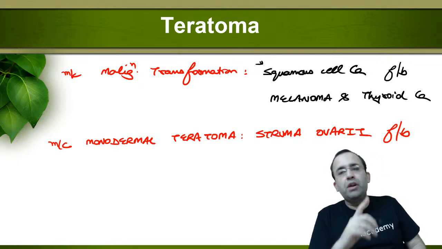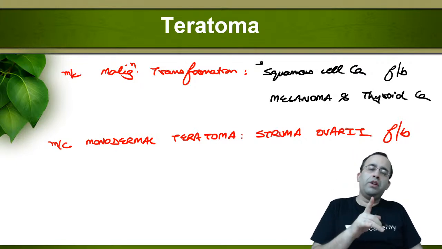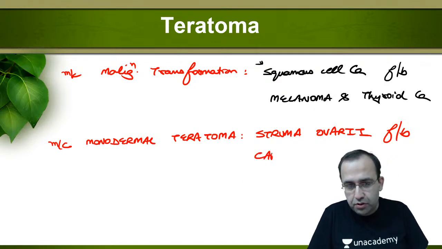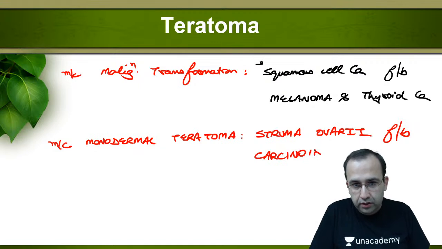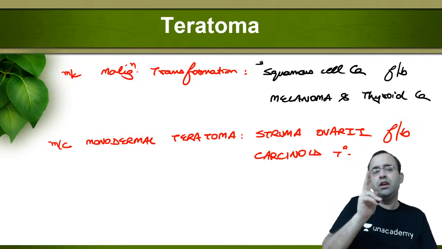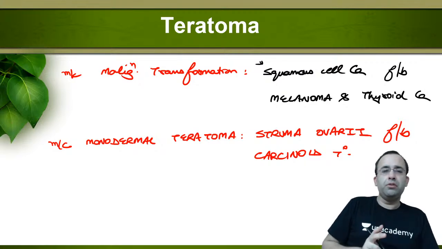Most common monodermal teratoma is struma ovari, followed by, which is the second most common monodermal teratoma, that is carcinoid tumors. Most common is struma ovari, followed by carcinoid tumors.